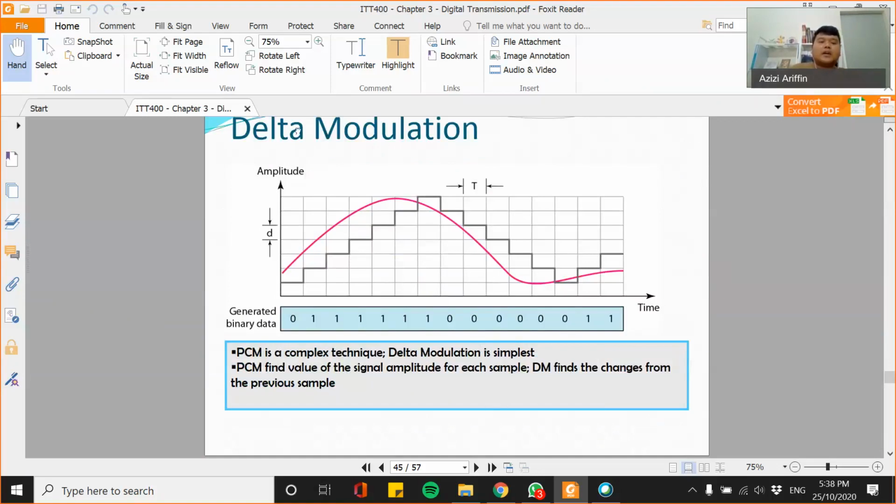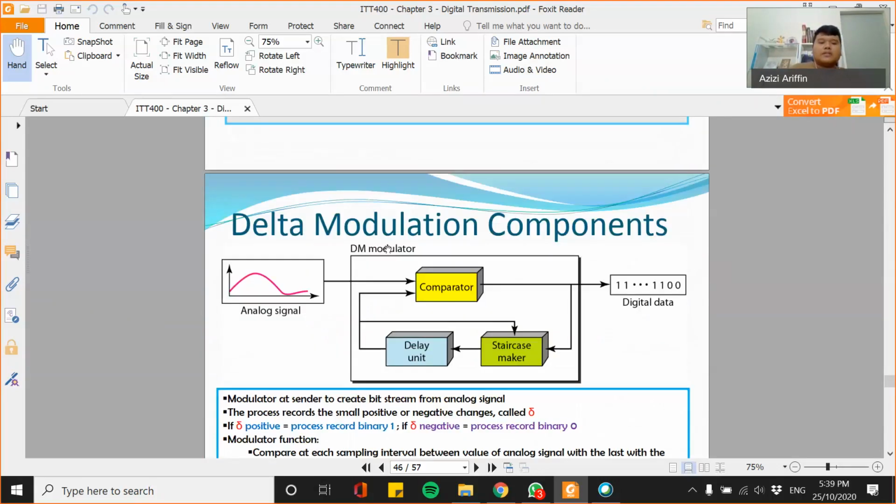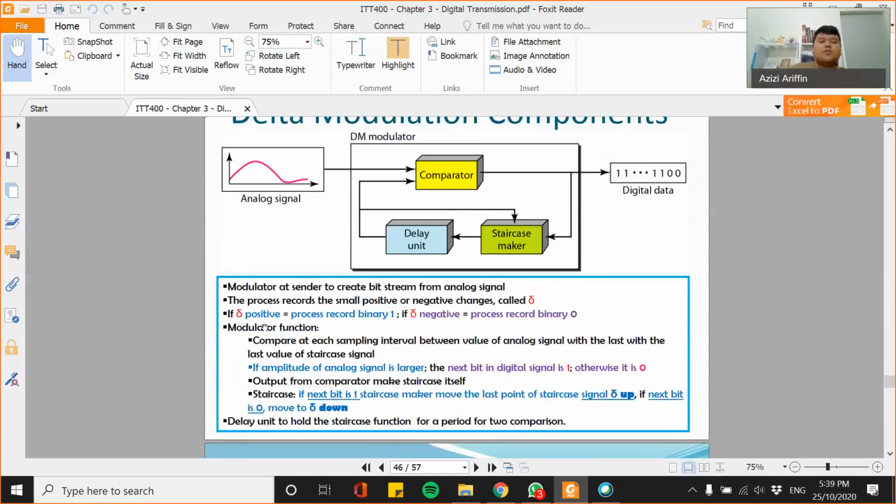So itulah nampak pun delta. So delta ni maksudnya dia tak tengok amplitude, dia tengok the changes tu. Okay. So contoh kalau ada change in the value, dia tengok dia punya difference of the changes lah. Okay. So kalau tengok dalam data modulation yang komponen, so kita ada analog signal macam ni. Okay, dia ada satu comparator, dia tengok kalau dia punya value tu different, baru dia akan cari dia punya differences. Okay, right. So the monitor at the sender to create a bit stream for analog signals. The process record the small positive or negative changes, right? Called delta lah.